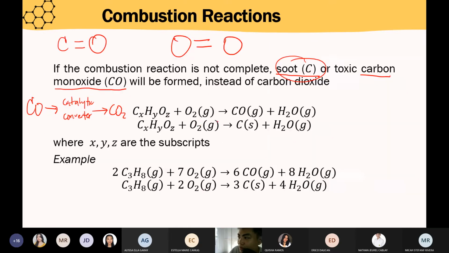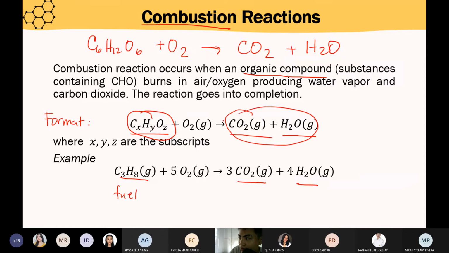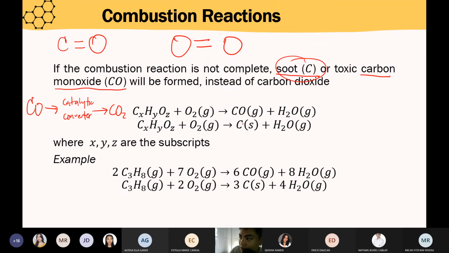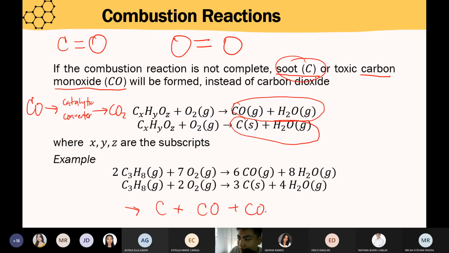You just have to know the products CO2 and H2O. If incomplete yan, it could be just soot. Pwede rin namang carbon monoxide. Pwede rin namang combination of all three. Pwede yun. But I will not give an example on that kasi baka mas lalo kayong mawindang. Pwede may carbon, soot, merong carbon monoxide, merong carbon dioxide, and also do not forget water.